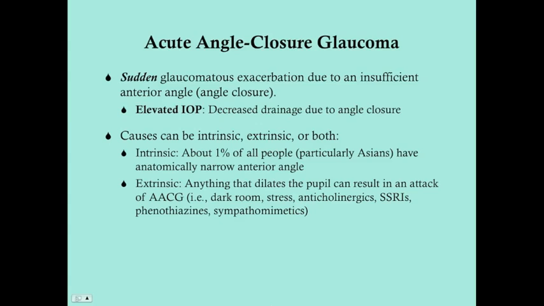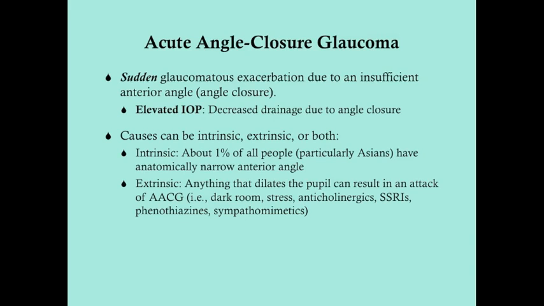Okay, so acute angle closure glaucoma. This is a sudden glaucomatous exacerbation, either in a patient who has glaucoma or who doesn't, always due to an insufficient anterior angle. And this causes a sudden elevation of the intraocular pressure due to decreased drainage because of the small angle. The causes of this can be intrinsic or extrinsic, but typically they're a little bit of both.